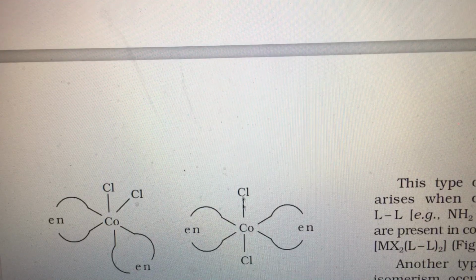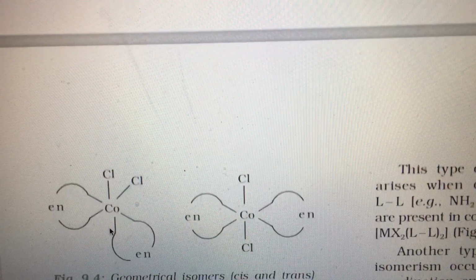And this trans form can be cut into 2 equal parts, so it is not optically active. But wherever there is a possibility, cis forms are optically active. Therefore this cis form can exist in D and L forms. That is, it has 2 isomers, D and L, and the trans is another one. The total number of stereoisomers for this dichloro bis ethylene diamine cobalt chloride is 3. 2 are geometric isomers, and cis itself can have D and L, 1 pair.